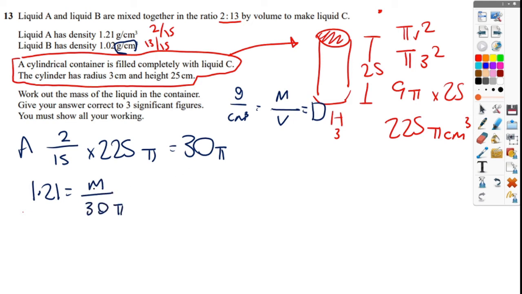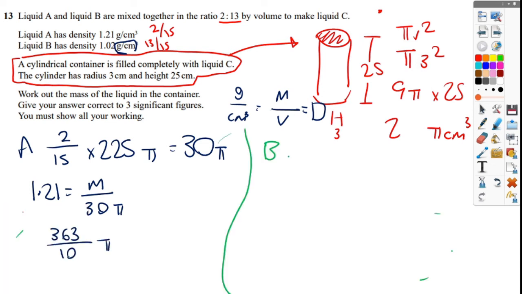So to solve that, I times both sides by 30 pi. I need to do 1.21 times 30 pi, which is going to be 363 over 10 pi.